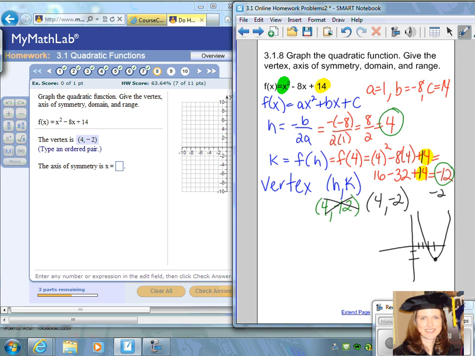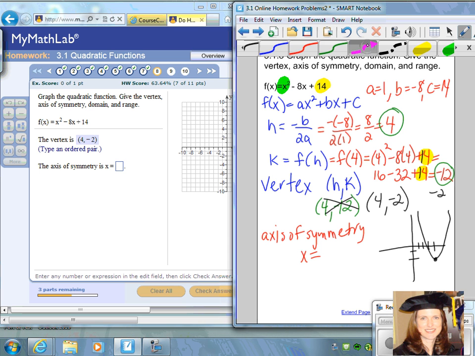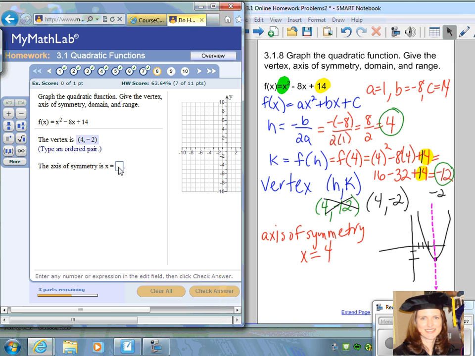The axis of symmetry is going to be that line that goes right through the vertex. Axis of symmetry for this one, since it's a vertical line, is going to be x equals wherever that vertex is. So that's going to be x equals 4. Check our answer.